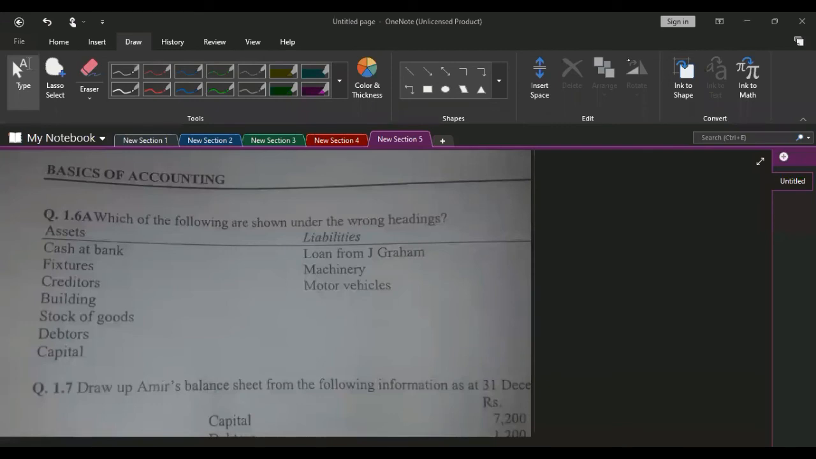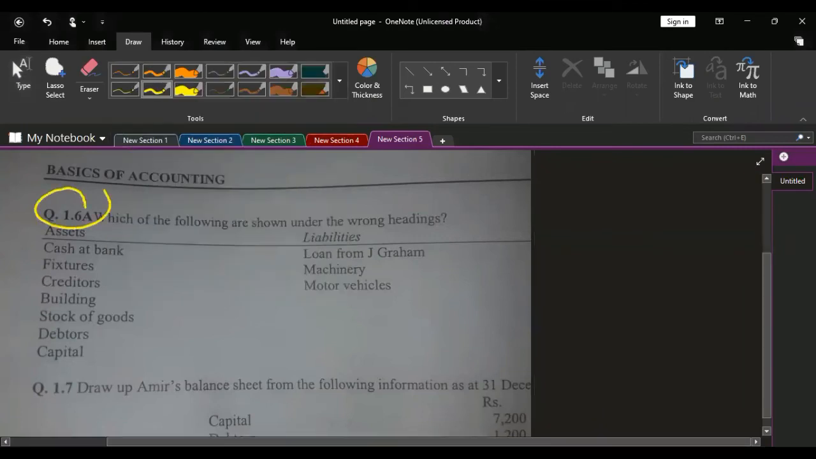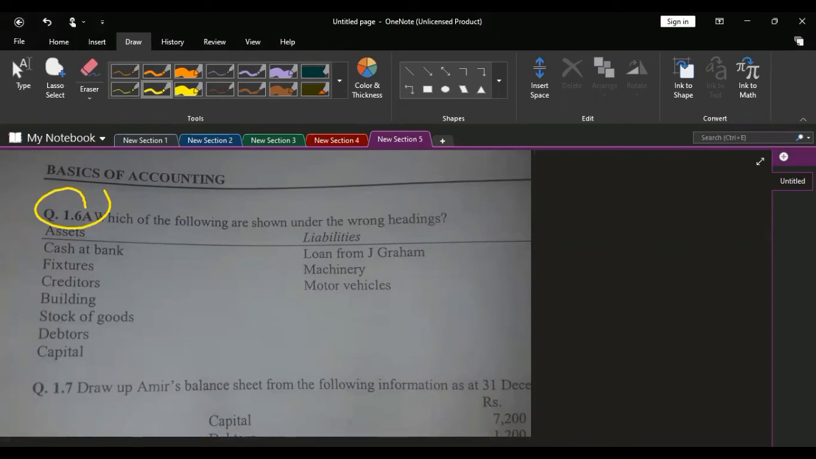Now moving to the last example, that is 1.6, in which the examiner is saying which of the following are shown under the wrong heading. You have to segregate the assets and liabilities that are wrongly placed in different columns. So now we are going to segregate them. First is cash at bank. It's an asset for our business and placed in the assets category. That is okay. Pictures are also assets.